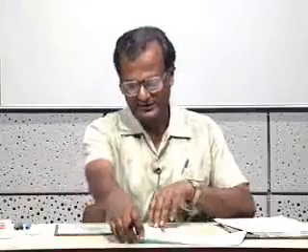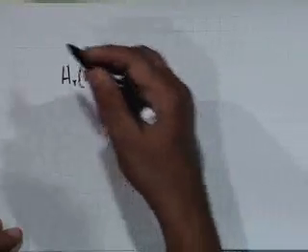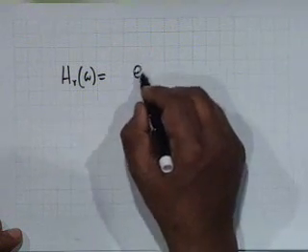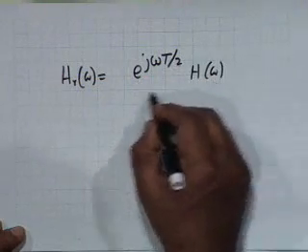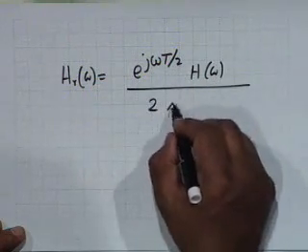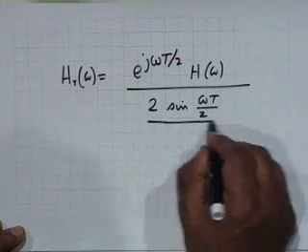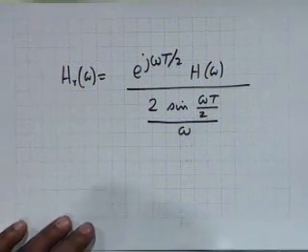And therefore, the frequency response of the recovery system is HR of omega. I will write it again. It shall be e to the j omega T by 2 multiplied by H of omega divided by twice sine of omega T by 2 divided by omega. This is the recovery system.